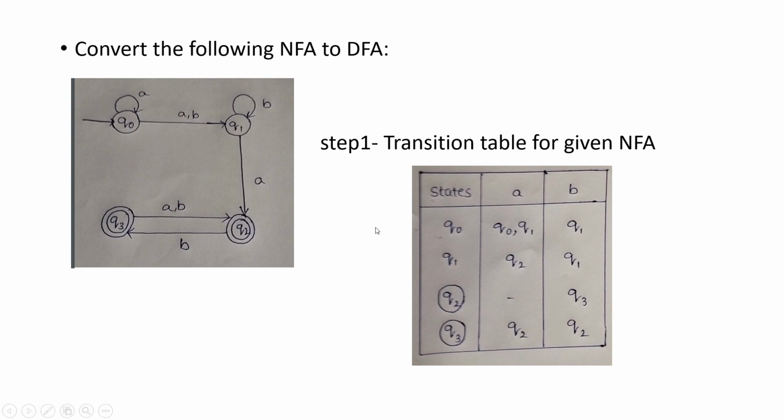Here, step 1: transition table for the given NFA. I am designing the transition table for the given NFA. Here the states are listed, and A and B are the input symbols. If I give input A to Q0, it may go to either Q0 or Q1, so I mention here Q0 or Q1. If I give input B to Q0, then it goes to Q1. That's what I mentioned here. In the same way, I describe all the states in this NFA.